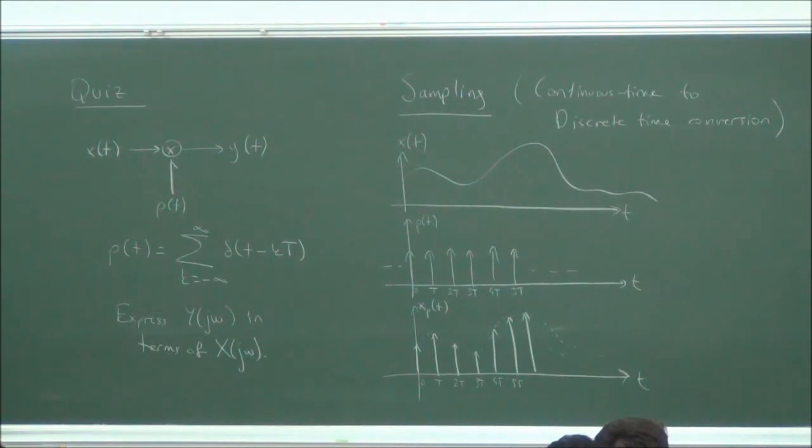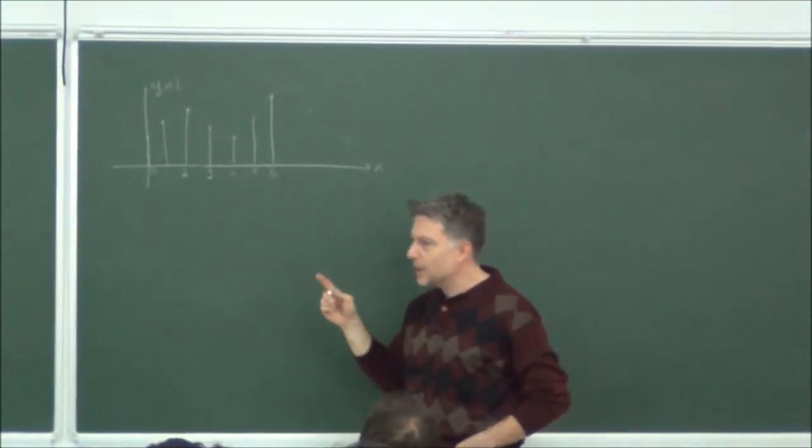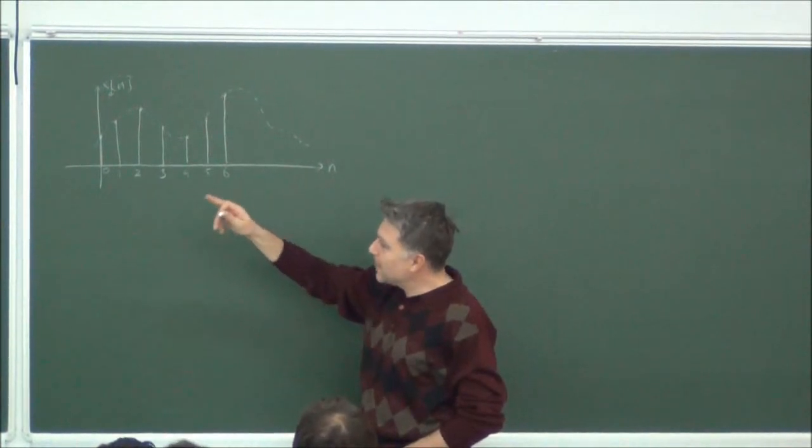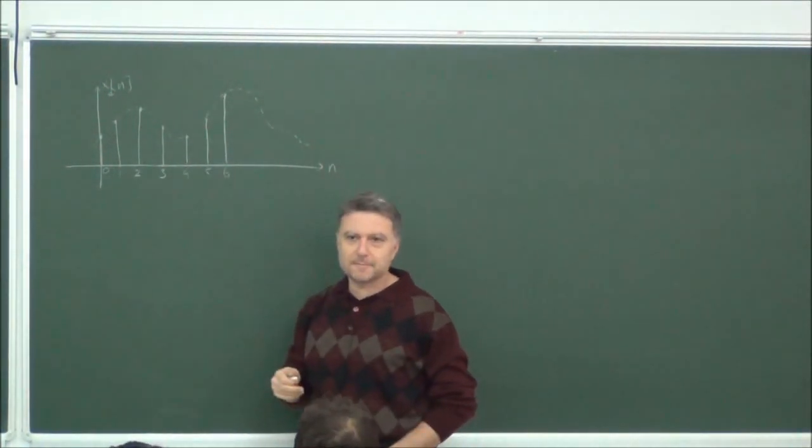So this point is 0, and what is this point? What's the label of n here? Well, it is 1. And this is 2, and this is 3, 4, 5, 6. Because they are integer indexed. We don't have capital T, 2 capital T or anything. They must be integers. So this is the mathematical flow from x of t to xd of n.